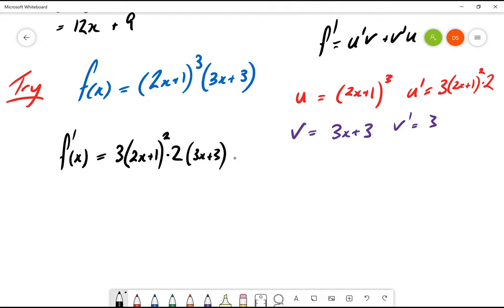plus, differentiate the second, then write the first. Okay? Once again, I'll just color code this. This is u dash, this is u, this is v, and this is v dash.